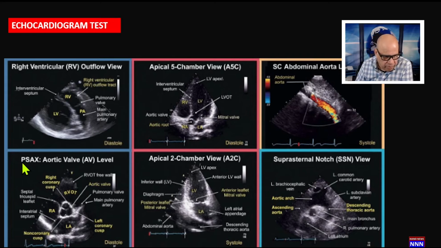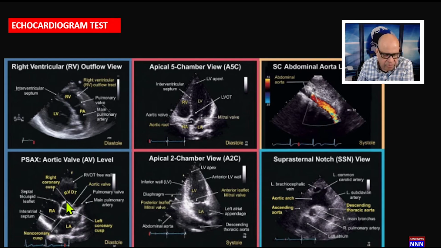Next we move on to the parasternal short axis at the aortic valve level. Here we see the aorta, which is like a circle with a Mercedes-Benz sign, and there you need to know what these leaflets are. This is the anterior leaflet. This is the right coronary cusp. This is the left coronary cusp. This is the left atrium. And here we have the right atrium, and we have the right ventricular outflow tract here, and maybe some main pulmonary artery. But as you can see here, we have what is known as the right coronary cusp.